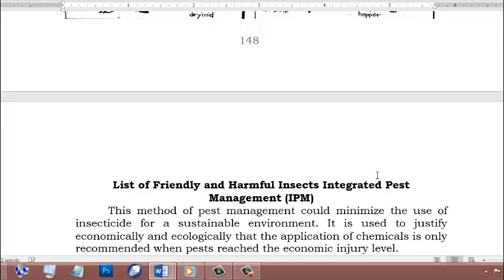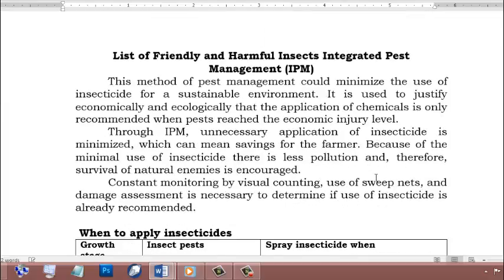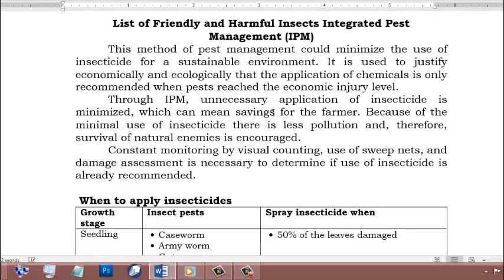Next, you have seen the harmful and the friendly insects. The list of friendly and harmful insects: integrated pest management. This method of pest management could minimize the use of insecticide for a sustainable environment, so that we can maintain a friendly environment free from dangerous odor of air, free from affected insects that will also harm us.